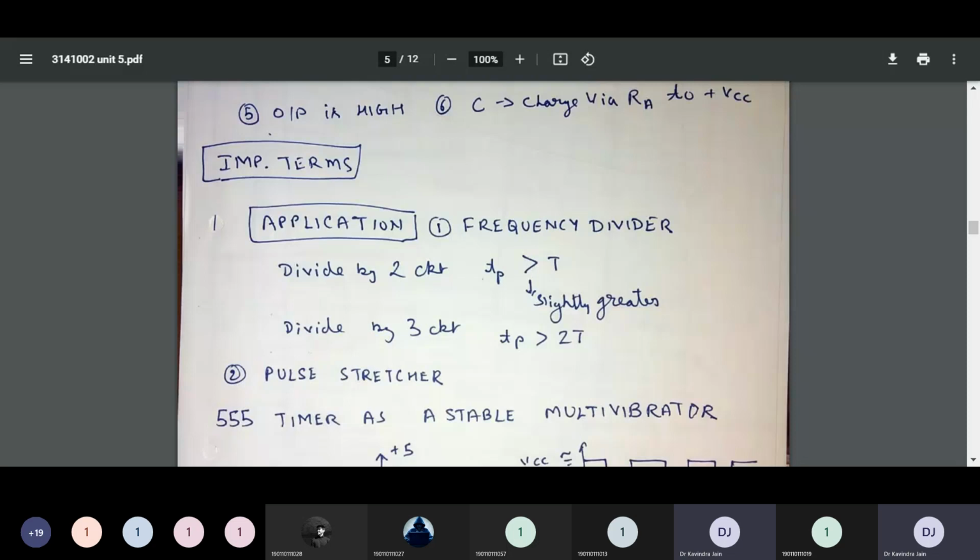Disco light, which we call LED, is an example of a pulse stretcher because we are increasing the pulse width of the total cycle.